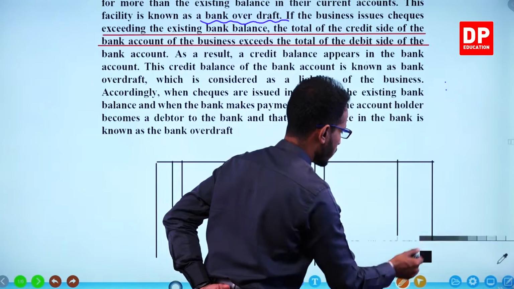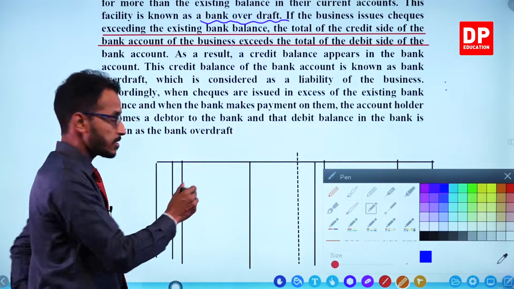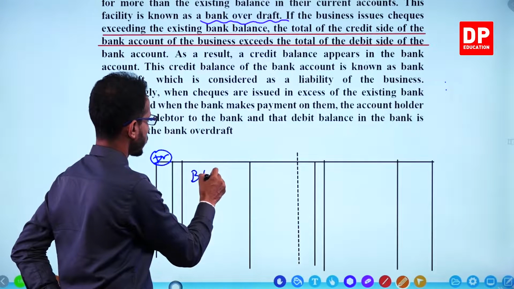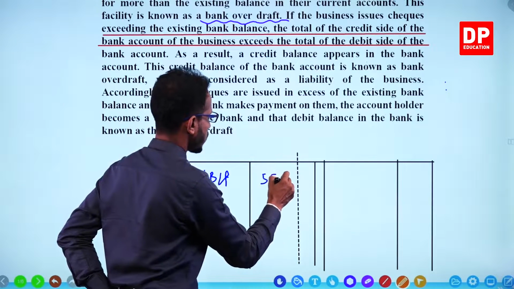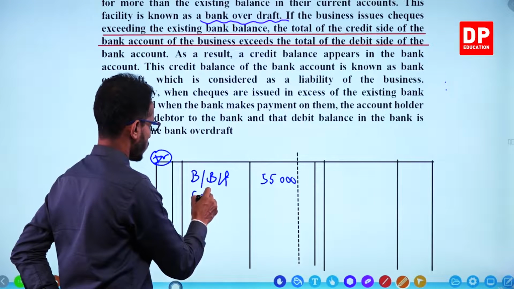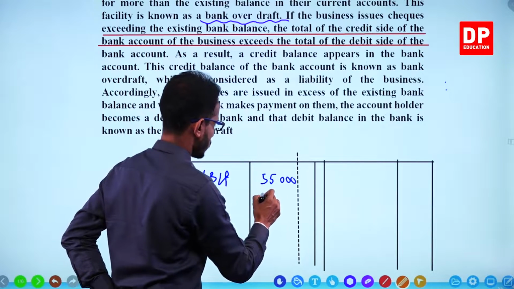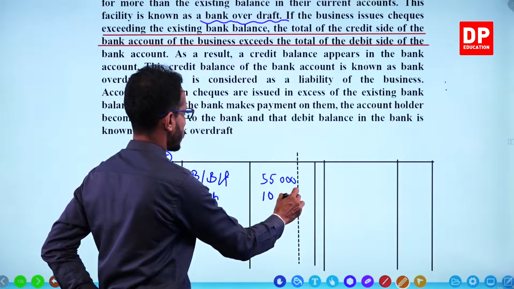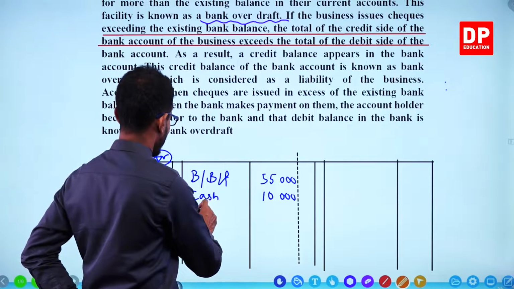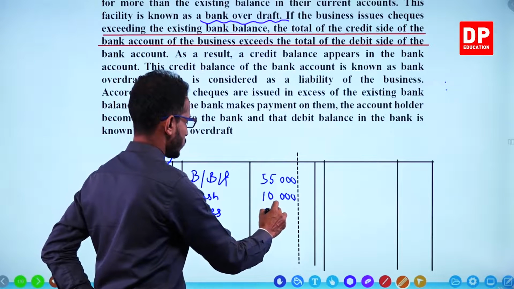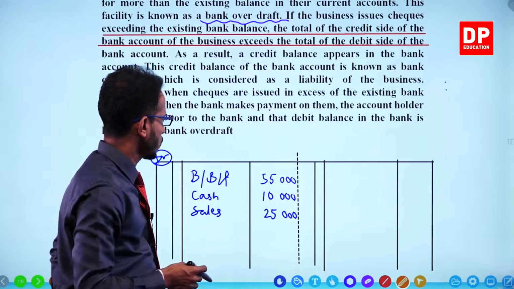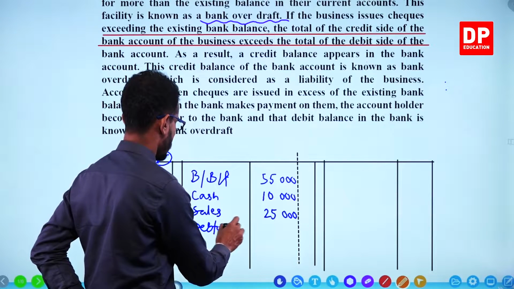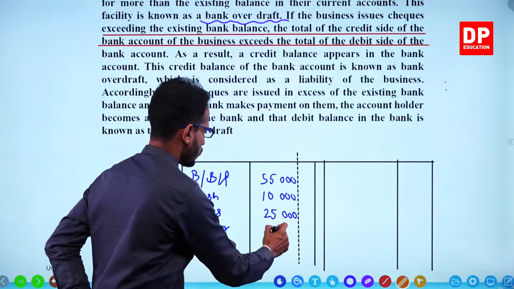Just a quick example. Okay, let's say in the debit side, children, we have amounts like a BBF of 55,000, then we have cash 10,000, sales 25,000, and date 5,000.